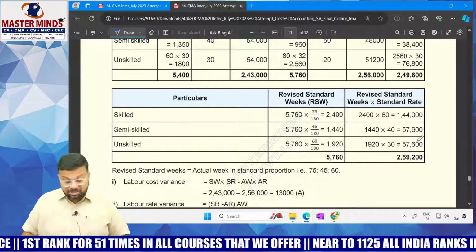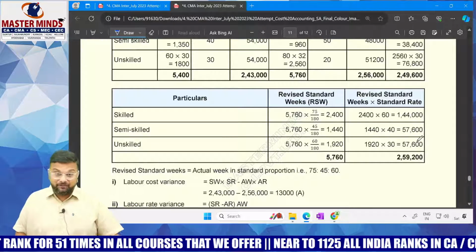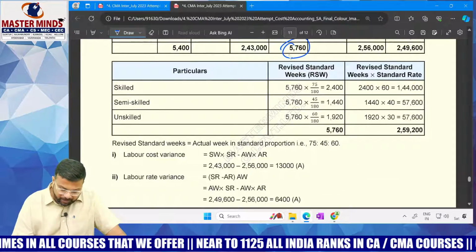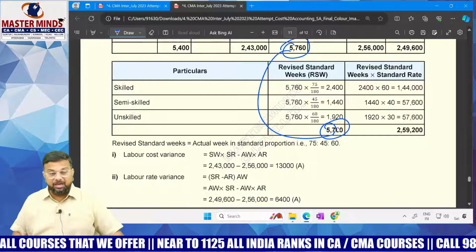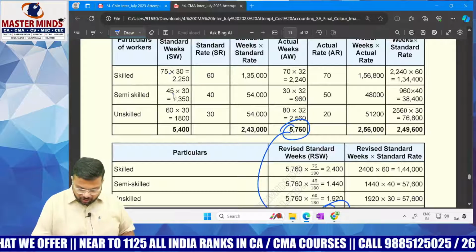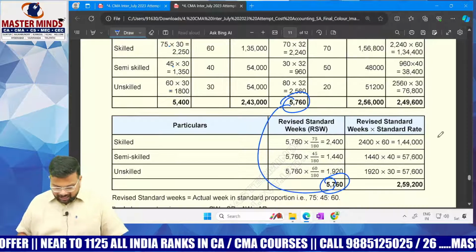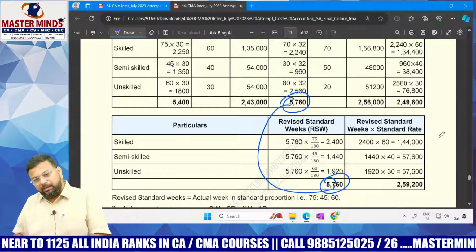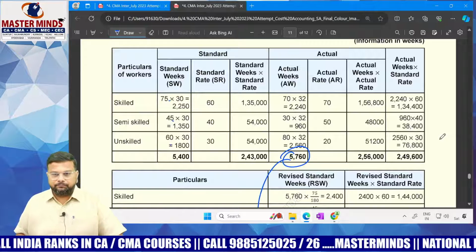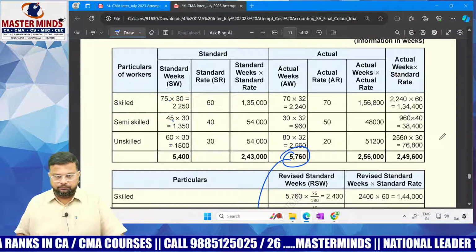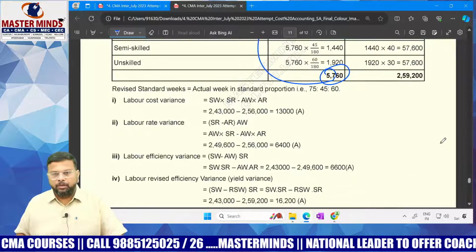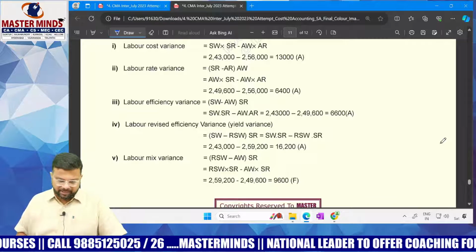Next, since he is asking for all types of variance, we need to prepare revised standard weeks also. This revised standard weeks is dependent on actual weeks, but it will be apportioned in standard proportion. What is the standard proportion? This is the standard proportion, 75:45:60. That is what we have done. Once we have completed the entire table, then we can prepare all the variances. This is how we will prepare all the variances.